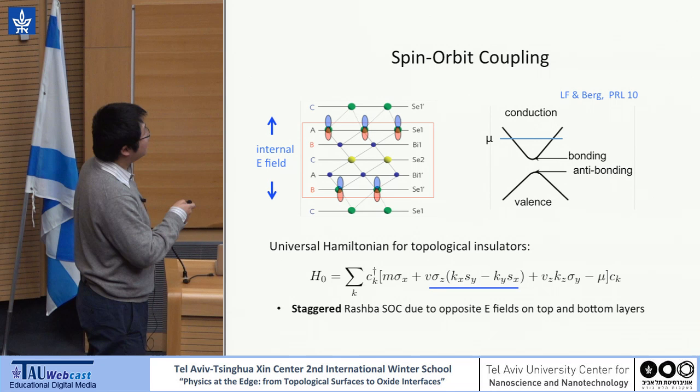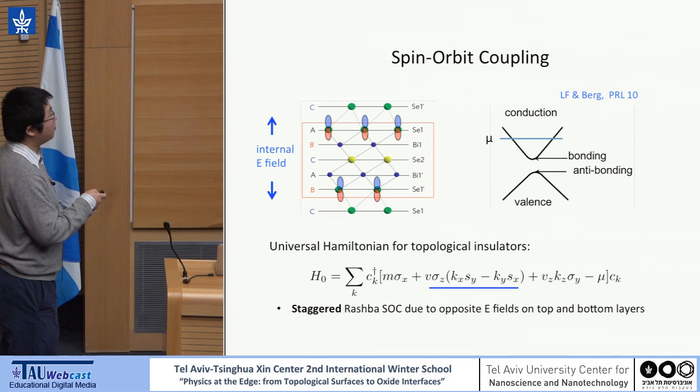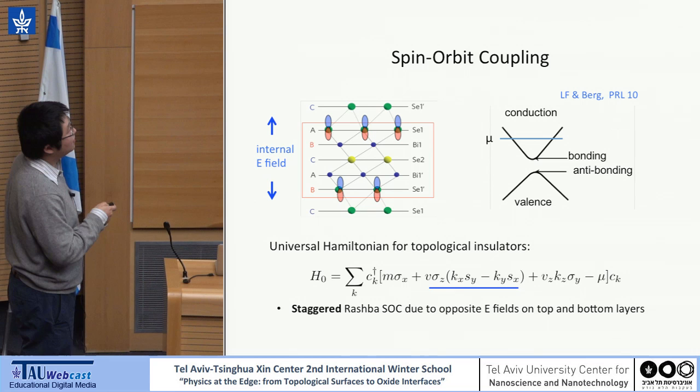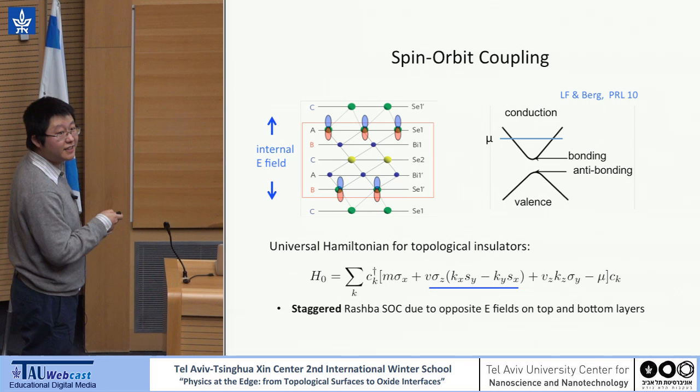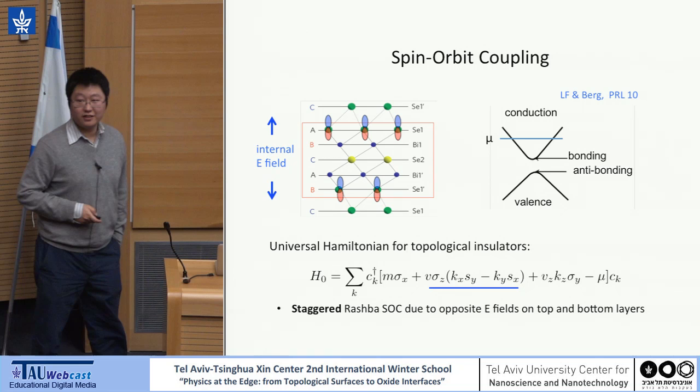Let me just add that these orbitals are actually precursors of the topological surface states. So when we consider a whole stack of these unit cells, the orbitals on the outermost unit cells become the topological surface states on the top and bottom layer. And they naturally inherit this kind of Rashba-like spin texture.